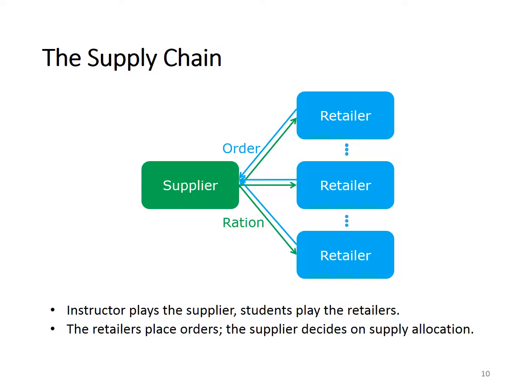These concepts are hard to teach just by lectures and textbooks, but easy to learn by experiences, like in a game. In the HungryChan simulation, the instructor plays the supplier and students play the retailers. The retailers place orders to the supplier. The supplier decides on how to allocate the supply among the retailers.